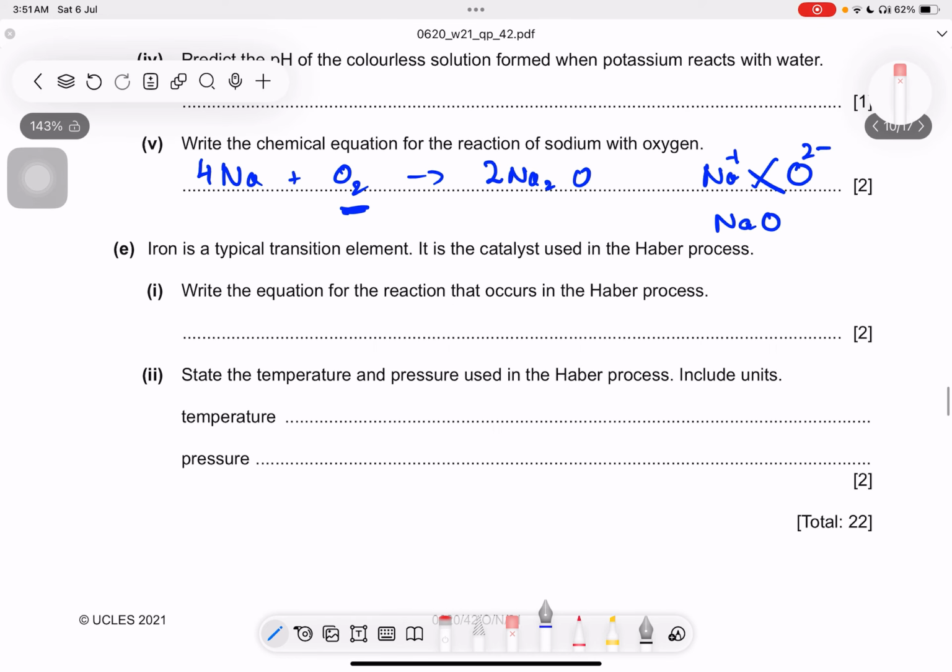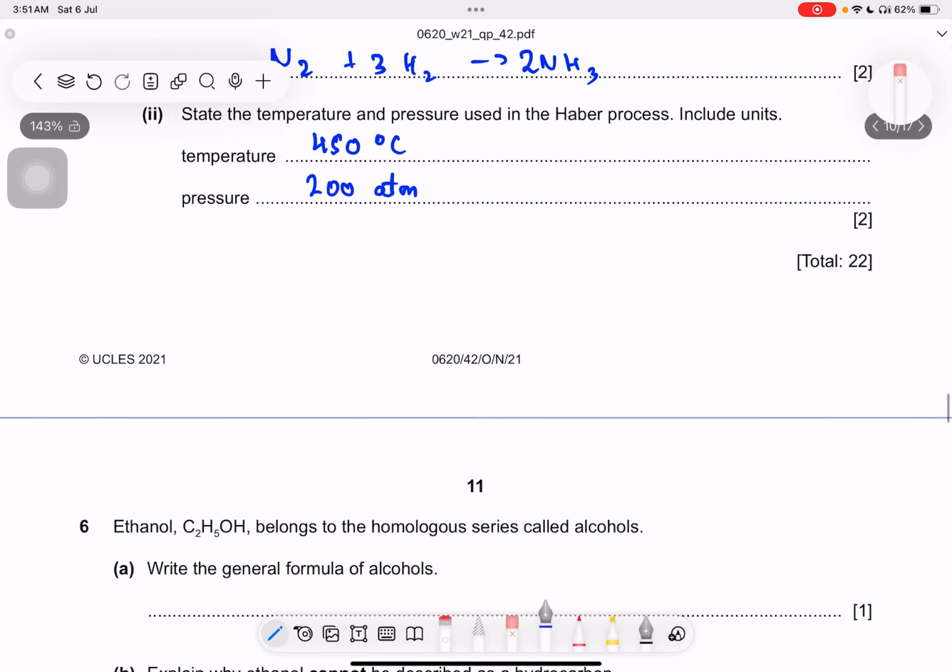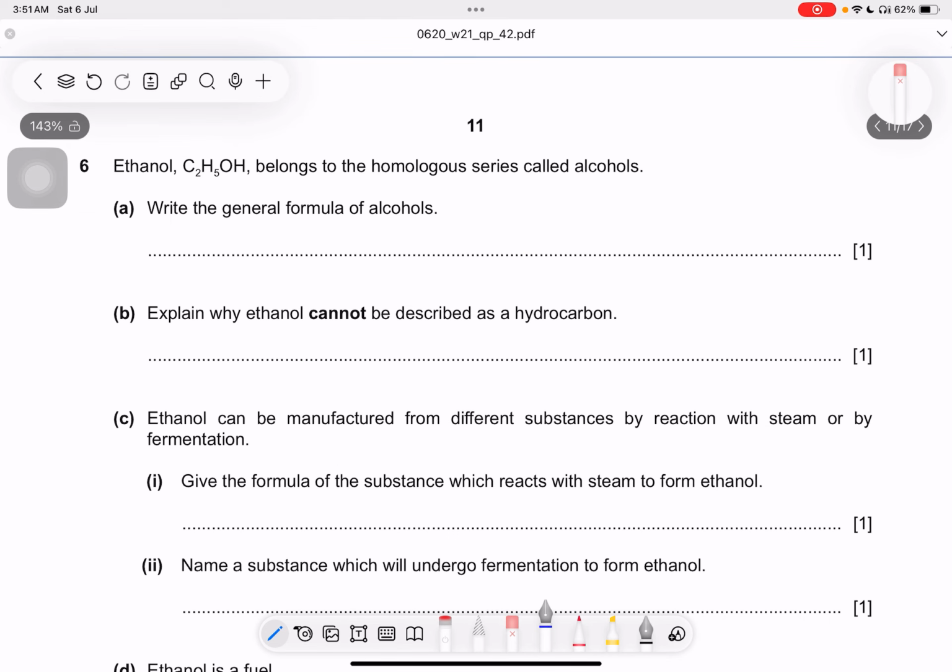Iron is a typical transition element. It is a catalyst used in the Haber process. Write the equation for the reaction that occurs in the Haber process. Of course, nitrogen plus hydrogen to form NH3, and we have two, balancing 3 to the 6. So you should be remembering this basically, even without taking too much time. State the temperature and pressure used in the Haber process, include units. So temperature is 450 degrees Celsius and 200 atm is the pressure. You should be remembering all of this, as well as the contact process.